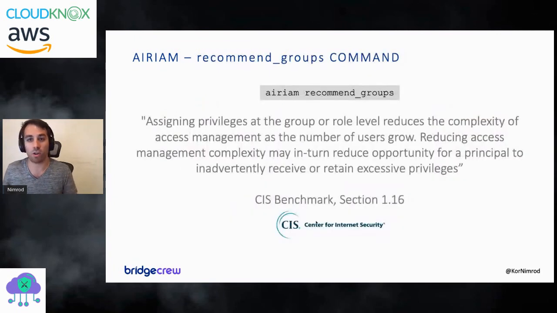The second command is called recommend groups. What it does is try to look through the users that you have in the account, group them according to their relevant privileges, and actually create recommendations for three types of groups currently. One is the admins group, which are active admins. The second one is power users, which are for users who have write access to the account, but not admin access. And the third one is the read-only group. That's relevant for all the users who have read access to the account, but don't have any write access.